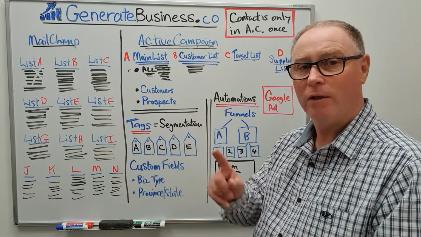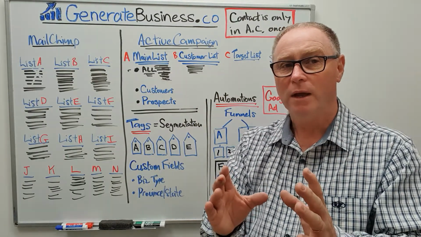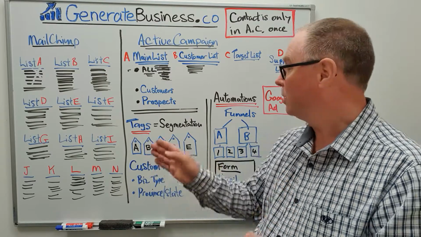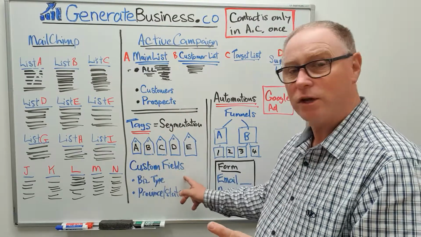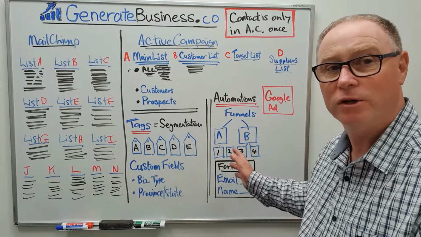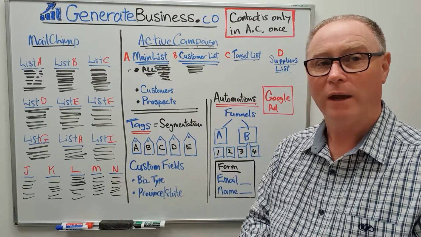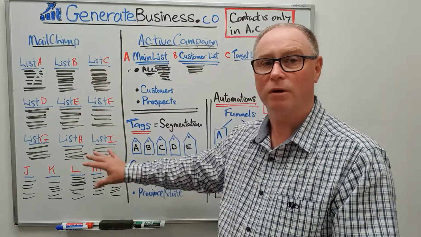And with only being in there once, you can look at that customer profile under the contacts record, and you can see what tags they've got, what custom fields they've got, what products they've got, and what automations they've done. You can look at what clicks they've done and the activity on the whole account. But then you've got rid of the mess of the multiple accounts.